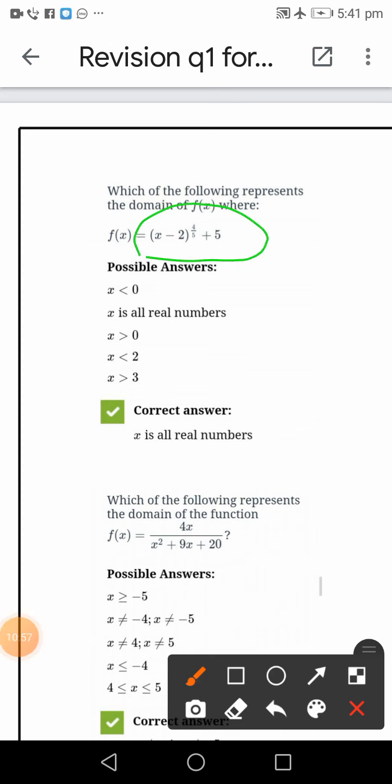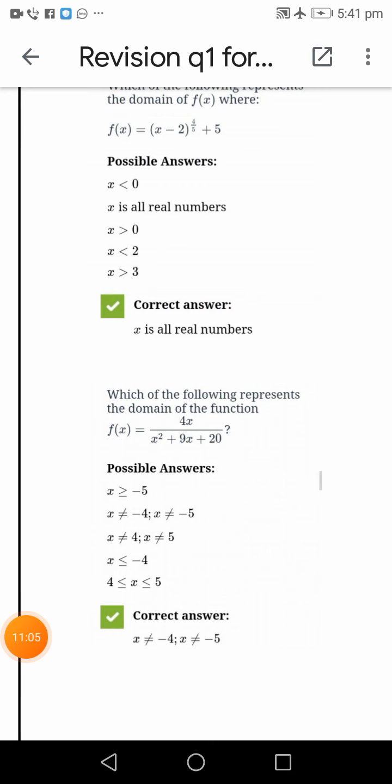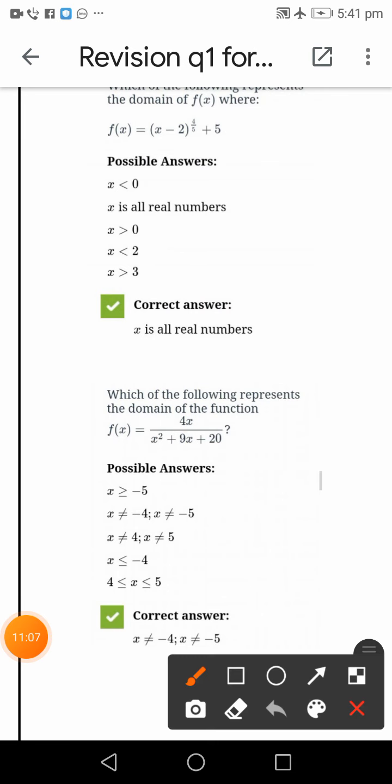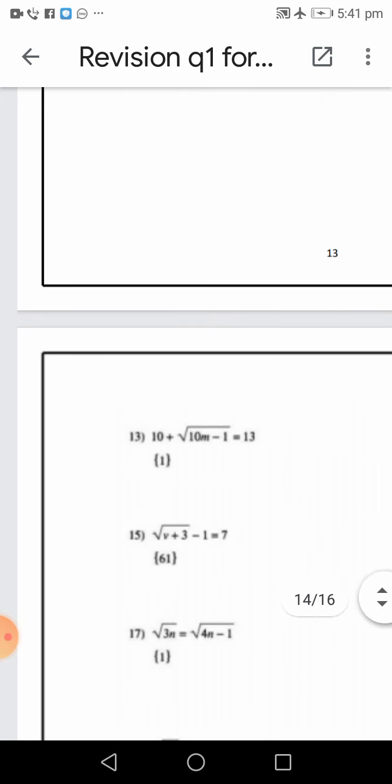Here, how can you get the domain? If the function is like this, it will be all real numbers. If the function is like this, I will take the zeros. If you factorize this, it will be x plus 5 and x plus 4. So I will take the zeros to get all real numbers except negative 4 and negative 5.